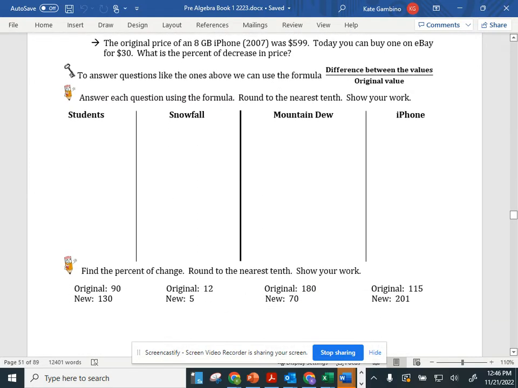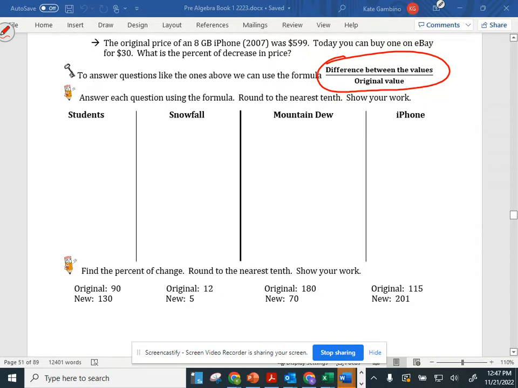To answer these questions above, we need to use this very special formula. You find the difference between the two values. So what operation are we doing? That's subtracting. You're going to subtract. So you put the bigger number first, subtract out the smaller number. Then you're going to divide it by the original price. So always divide by the original value that is given.